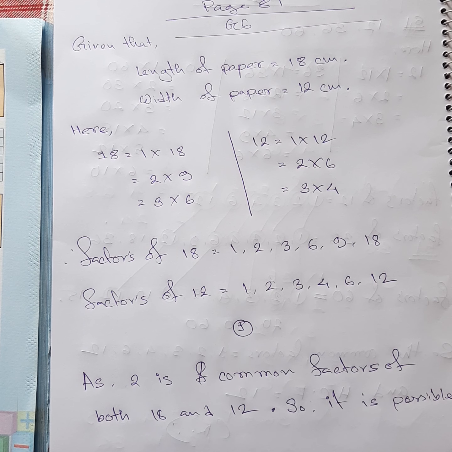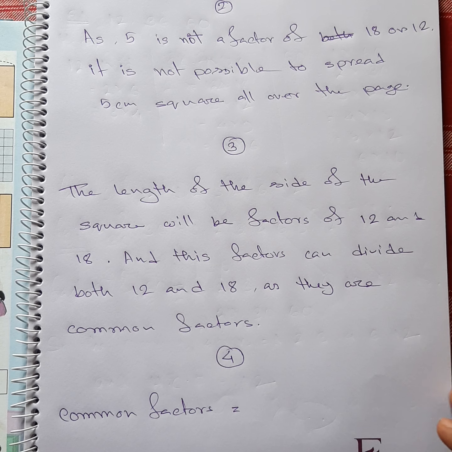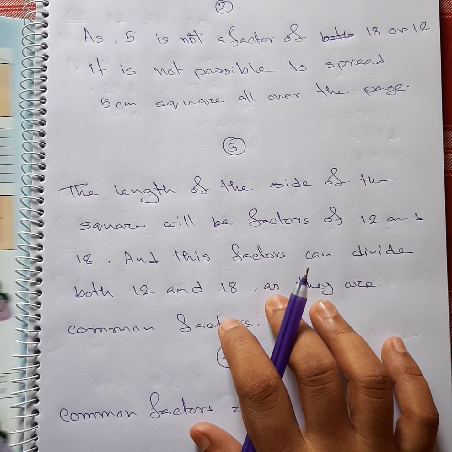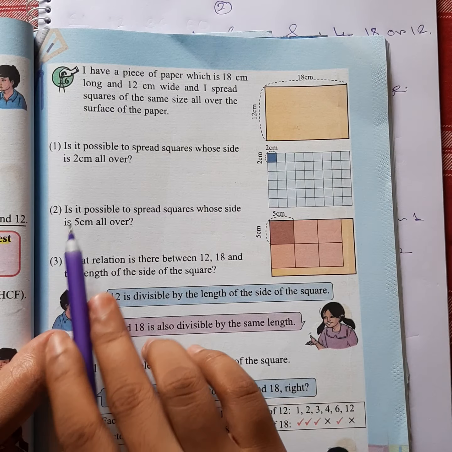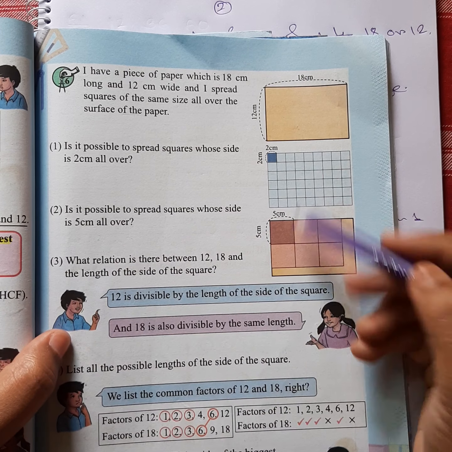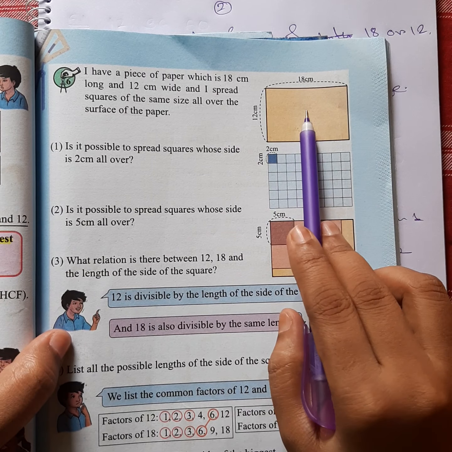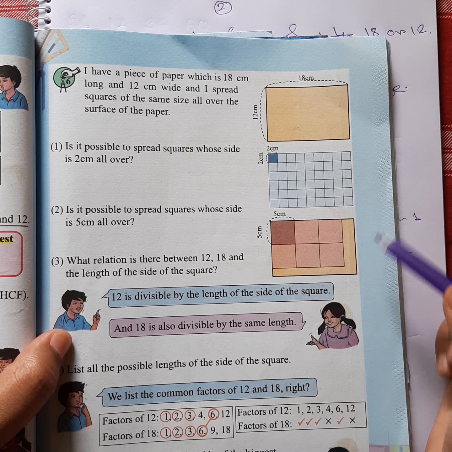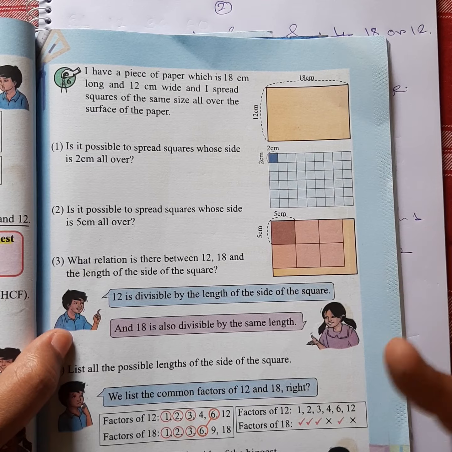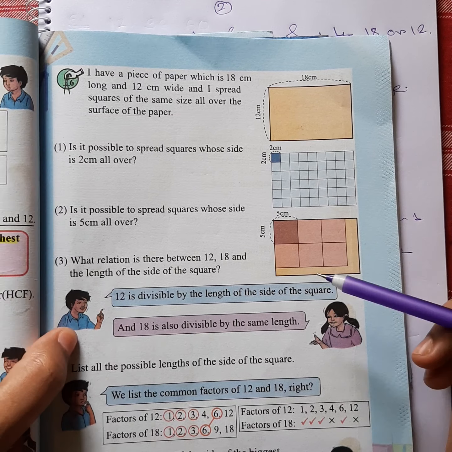You can write more lines if you want, but if you have less time, then you will go for the shorter version of the answer. And we will go for question number 2. In question 2 they ask, is it possible to spread squares whose side is 5 centimeter all over? So on this page we are going to find out whether we can make 5 centimeter graph paper like squares or not. So let's see.